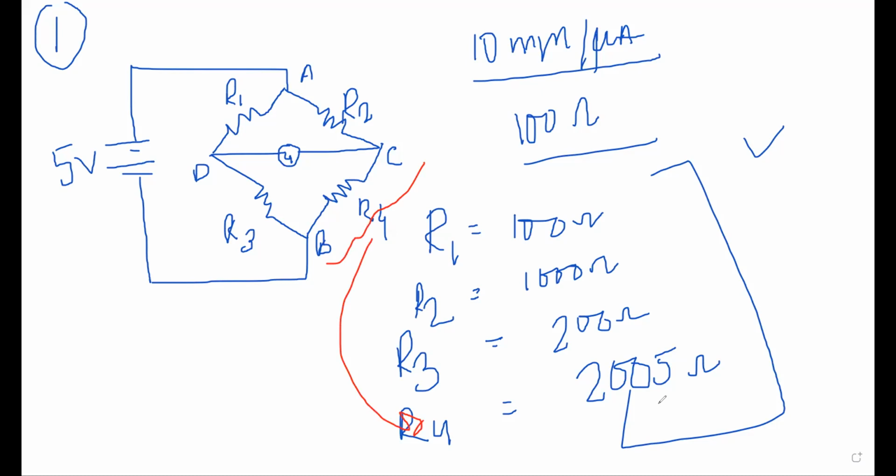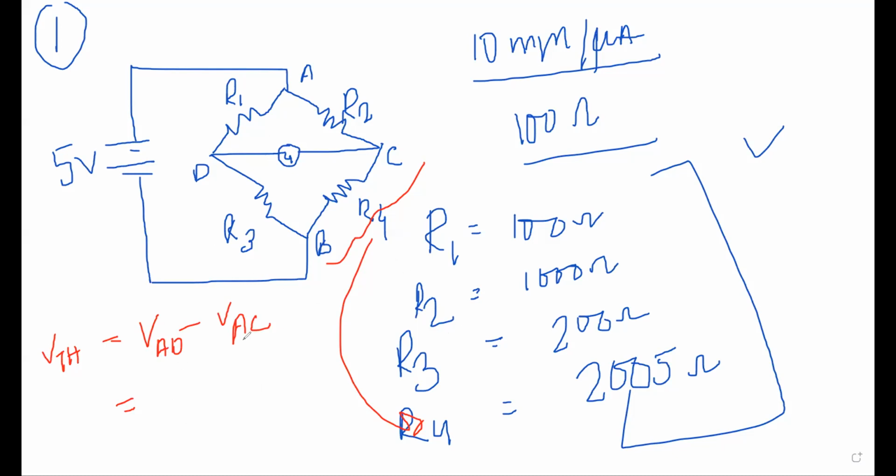Find VTH. How will you find the Thevenin voltage? Can anyone tell me what formula we can apply for VTH? VTH is equal to VAD minus VAC. Very good. So this is the formula we can apply to find the Thevenin voltage. Put all the values you know and tell me the answer. If we consider VAD, then what is the formula we can write here?